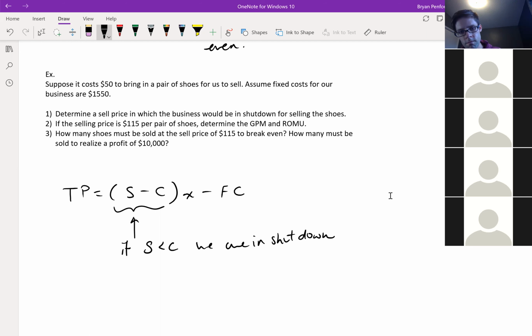So from the perspective of the business, if I'm selling at a price that's less than the cost price, then I'm really selling at a loss, right? I'm accumulating almost a negative kind of profit, which is not something that a business really wants to do. So that's how I think about shutdown.